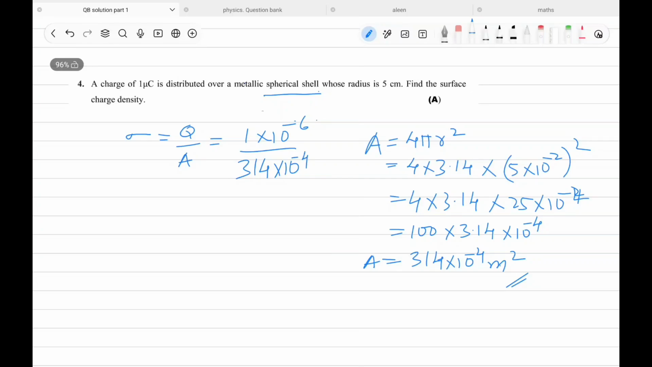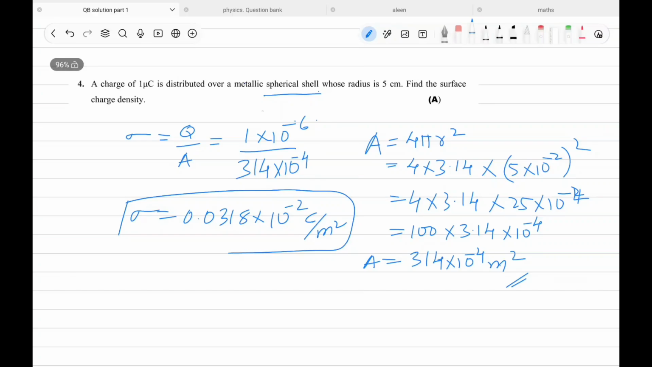6 minus 4 becomes 2, so power minus 2. 1 divided by 3.14 becomes 0.0318. 0.0318 into 10 to the power minus 2 coulomb per meter square, because the charge upon area is in this formula. Using this formula, it will become this much. Hope that you understand.